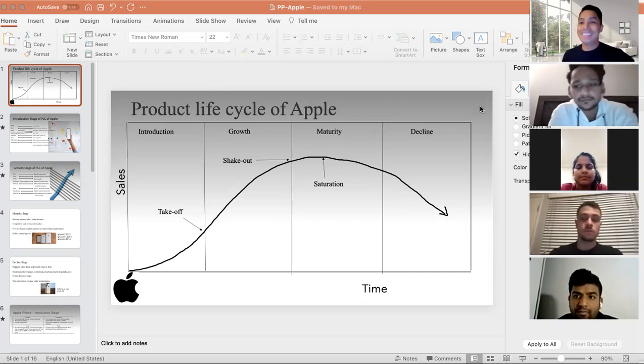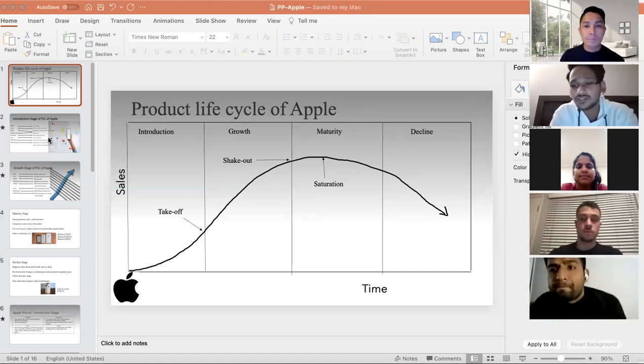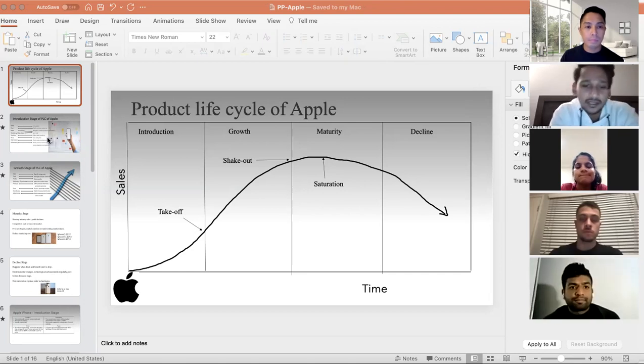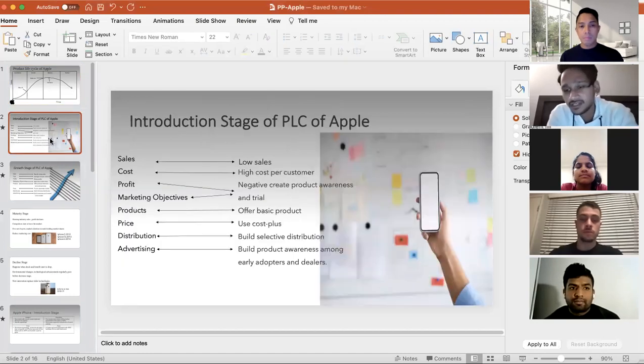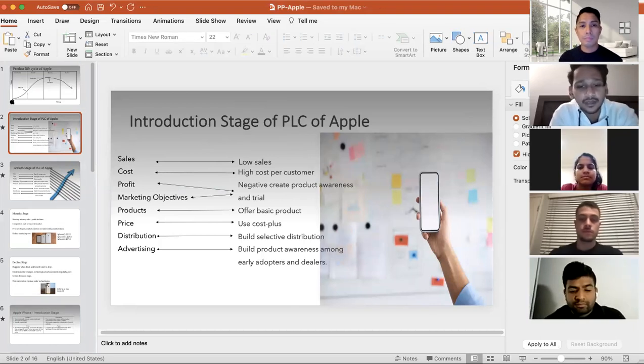So I'm going to start with the first part, the introduction stage of the Apple iPhone. So we are going to discuss the product life cycle of Apple iPhone. The first part will be the introduction stage, and the next part will be the growth stage. So the learning outcome for the discussion will be about the product iPhone once it is inside these stages.